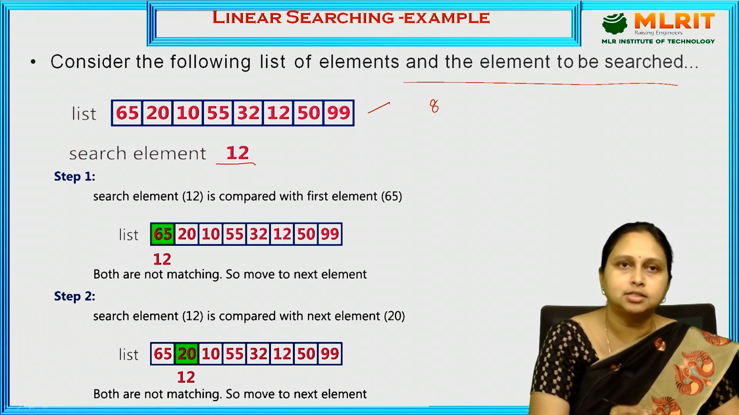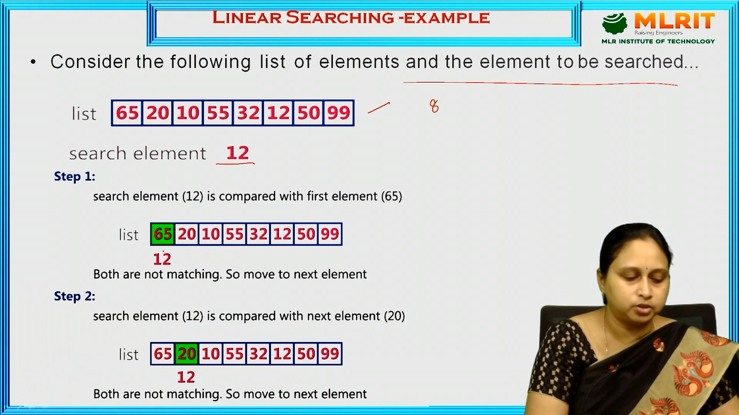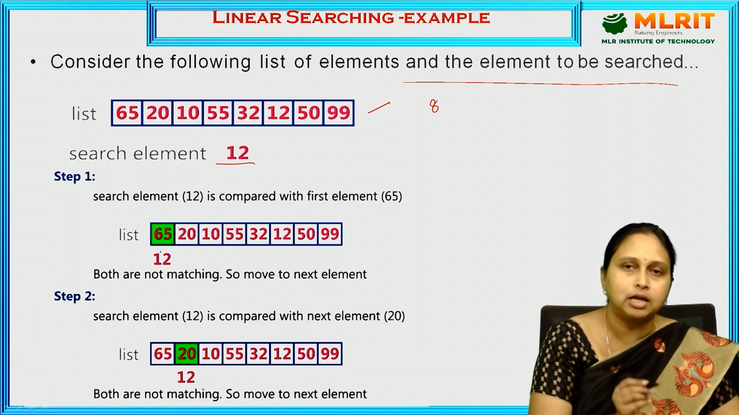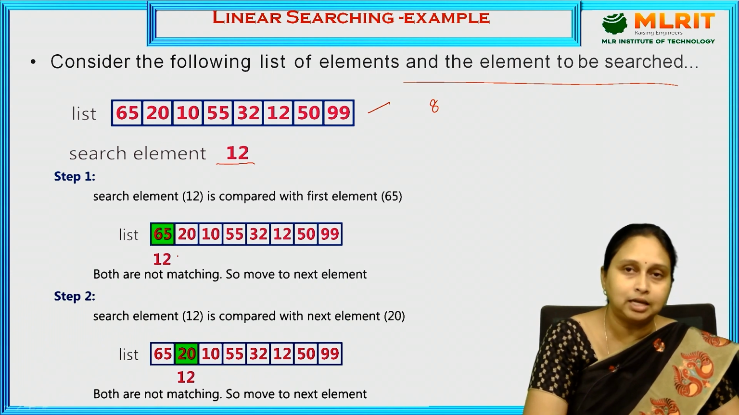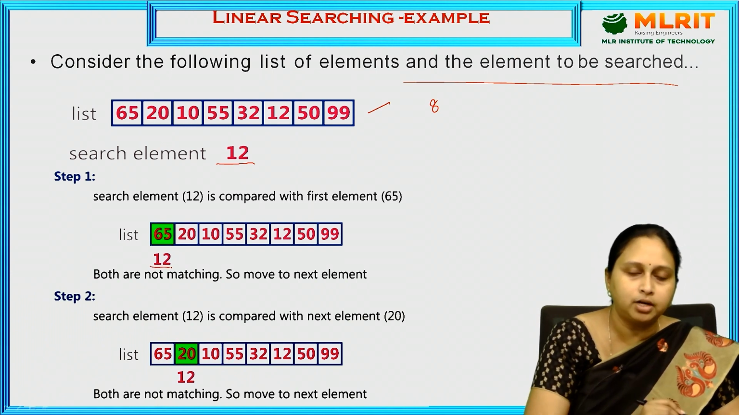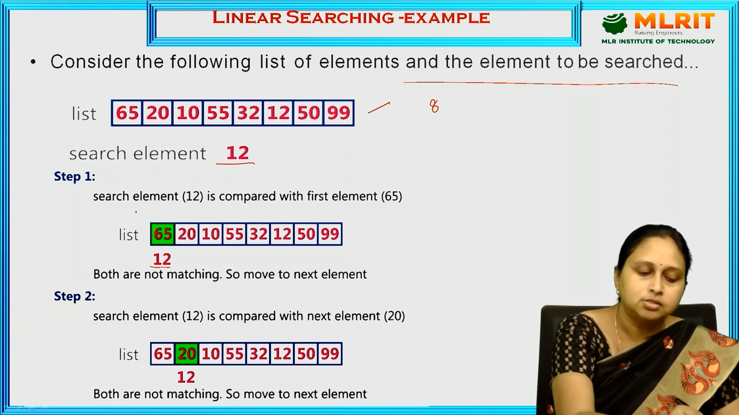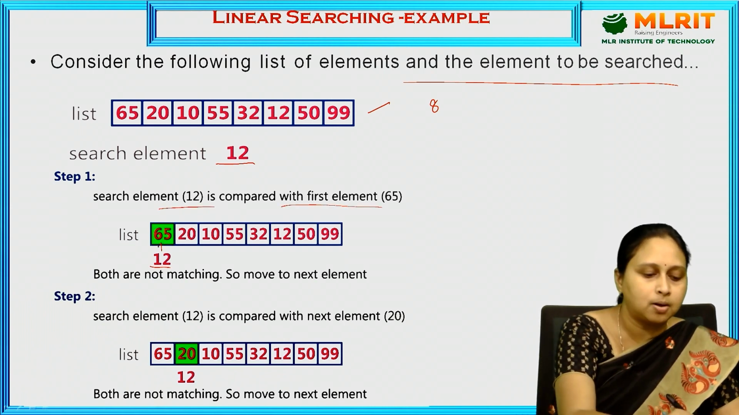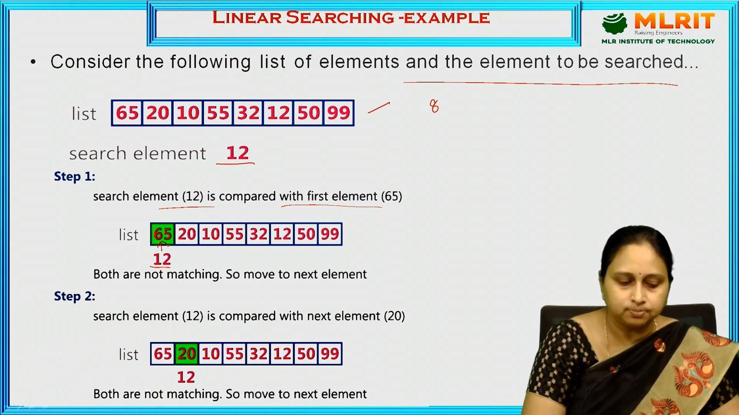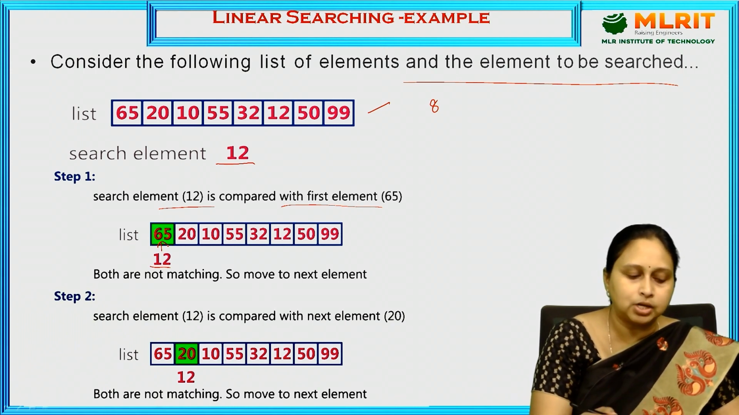Now start searching from the first position, that is from index 0. What is the element we have? From there we are going to compare each element with the key element. This is the key element. Now, 12 is compared with the first element, 65. These two are not matching. Now we need to go to the next element.